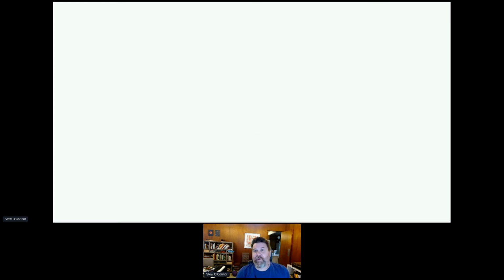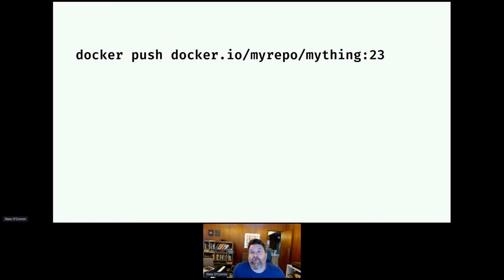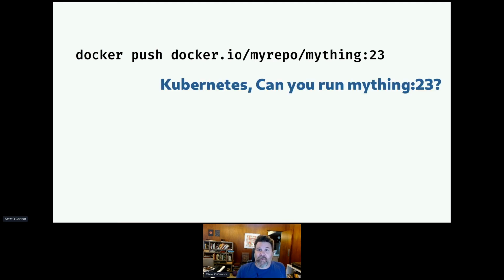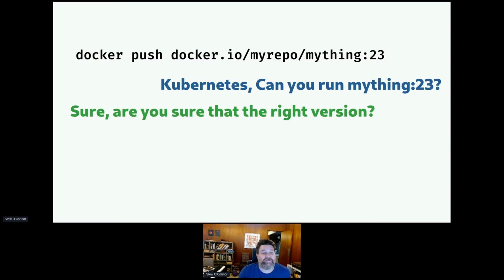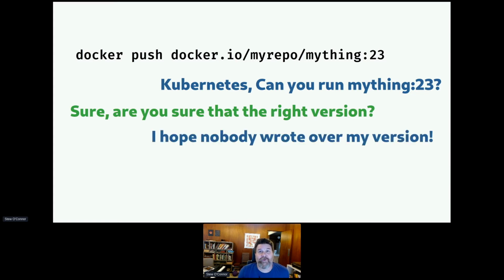Let's talk about some other ways people are deploying software now and how many ways it goes wrong. Maybe this is how you're distributing software today. You build a Docker container, you push it up to your company's repo, then maybe you ask Kubernetes, can you run my Docker container for me? Run my thing 23. And you're like, yep, that's the right version, and no one wrote over my version. And yeah, fingers crossed, we're all rooting for you. What could possibly go wrong?